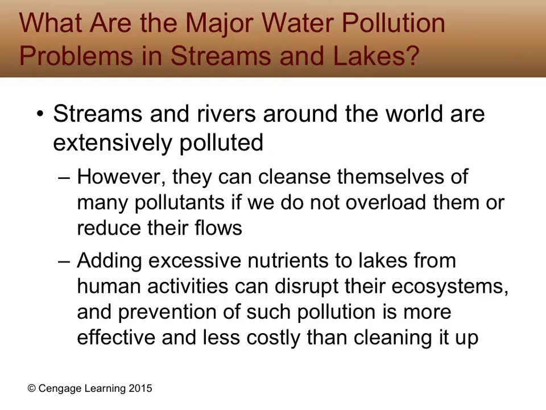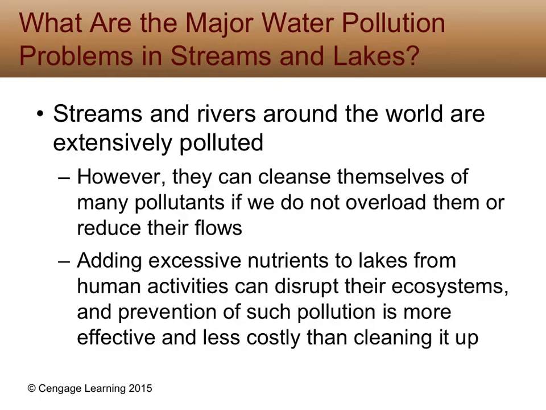So, streams and rivers around the world are extensively polluted, but streams and rivers are moving. They generally can cleanse themselves of many pollutants if we don't overload them, because they are moving. The vegetation, whether it be in the water, on the side of the water, generally does a good job of taking the pollutants. Not that it's okay to pollute these areas. Adding extensive nutrients to lakes from human activities can disrupt their ecosystems, and prevention of such pollution is more effective and less costly than cleaning it up. So keep that in mind.